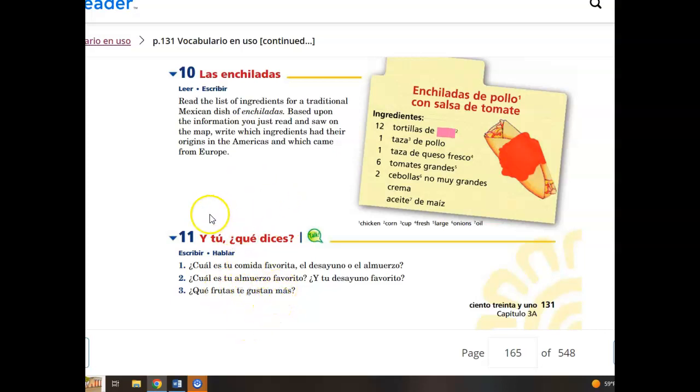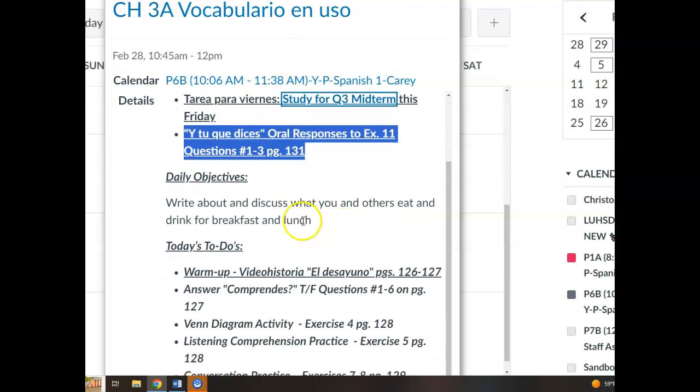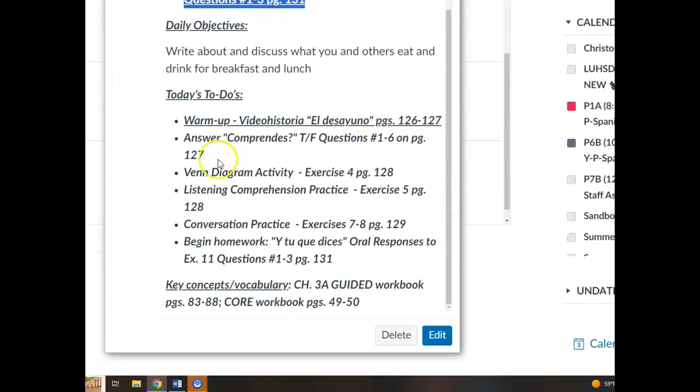So that is ejercicio 11. ¿Y tú qué dices? Página 131. These three questions you're responding to orally. Do it as an audio or a video file, and that will suffice for your submission for that assignment. Your daily objective today is to talk and write about what you and others eat and drink for breakfast and lunch. Just a quick review of what we're going to do today.